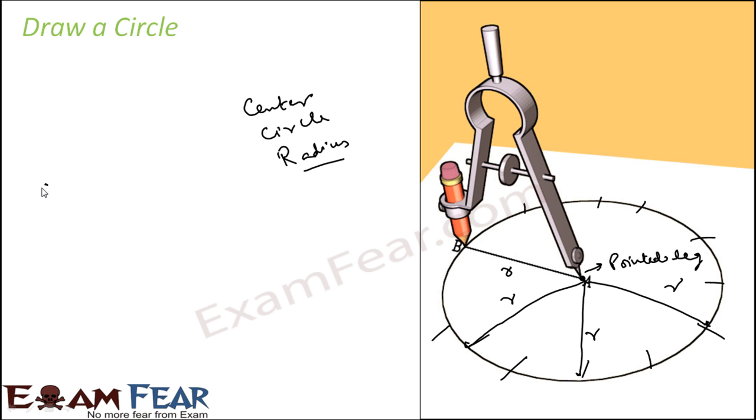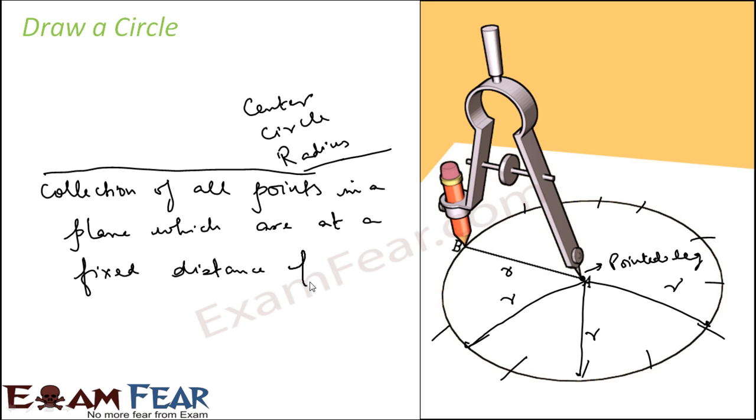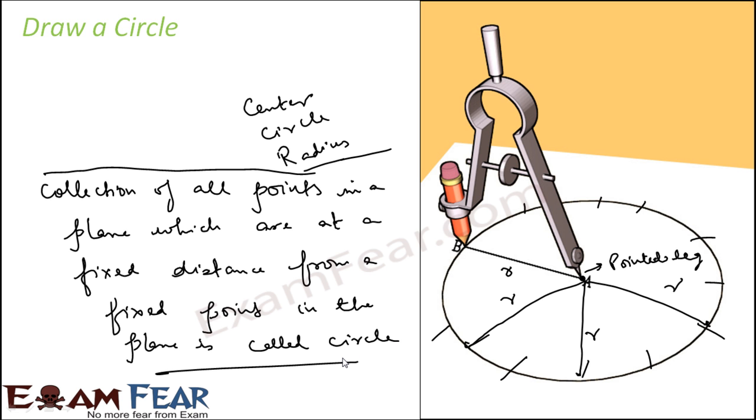Let me write once again for you. The definition of circle will be: collection of all points in a plane, it has to be in a plane, which are at a fixed distance from a fixed point in the plane. This is called a circle. Okay.